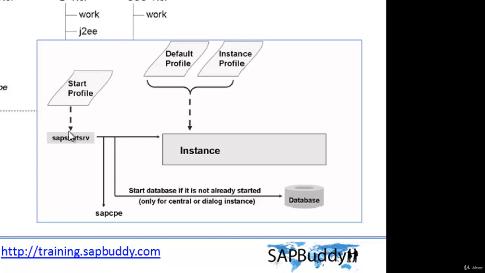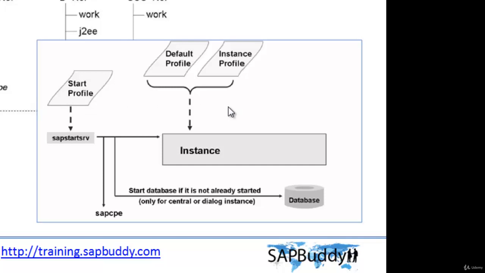The first profile is the start profile. This start profile is applicable for all instances. So as soon as you execute the command, let's say start SAP system, the start profile values will be applied to all instances. They are common values in the start profile. To start an SAP system, whatever information or configuration is required will be defined in the start profile.